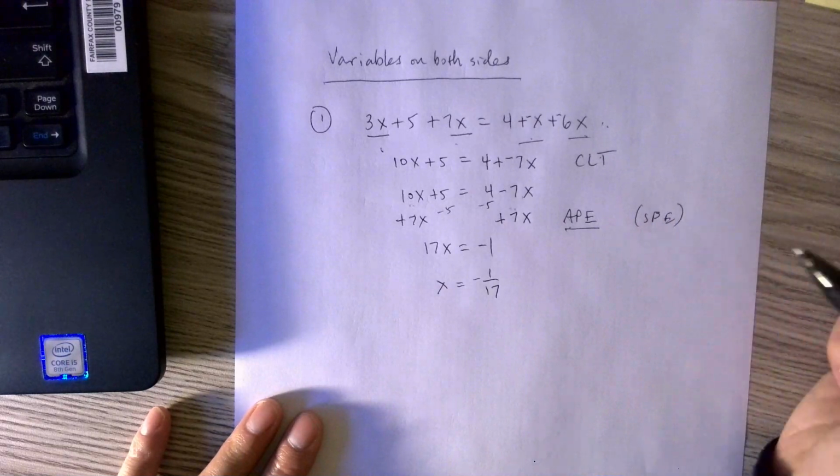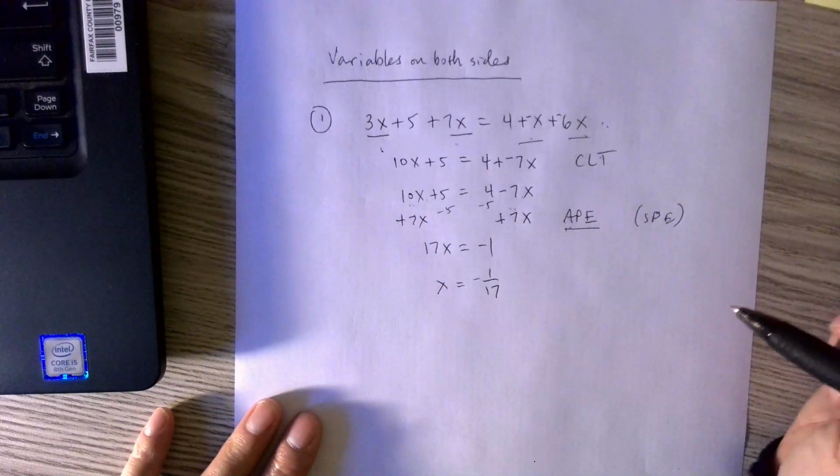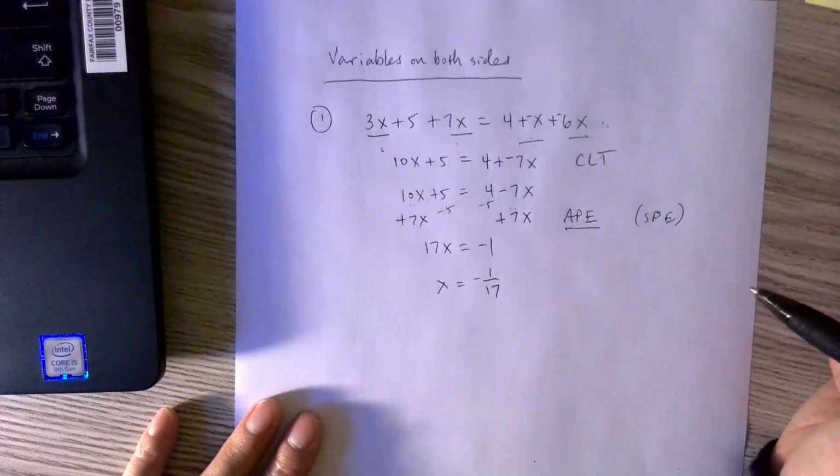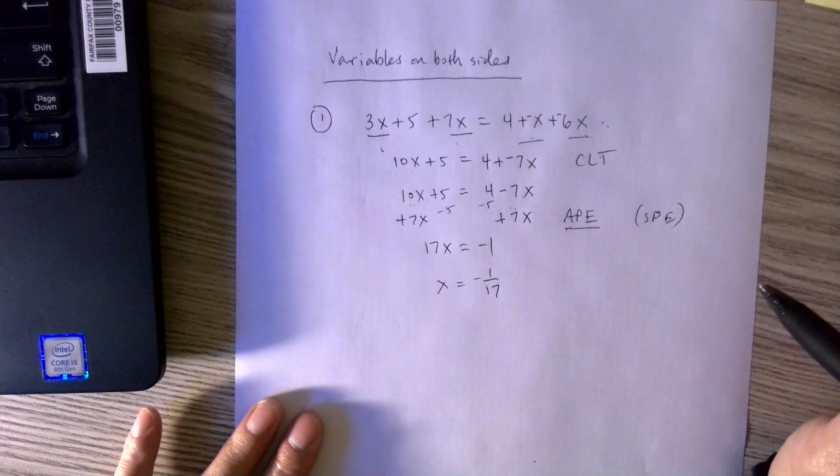SPE will also do it. MPE or DPE will not do that. It will not accomplish getting variables on one side.